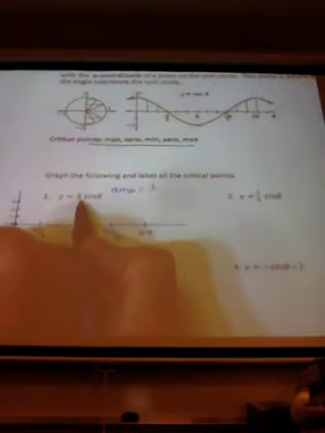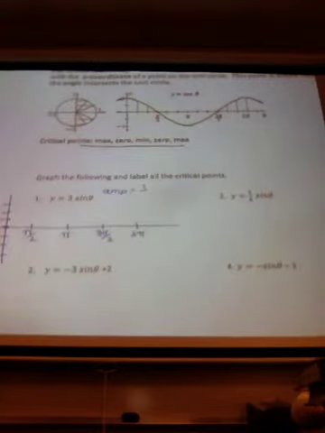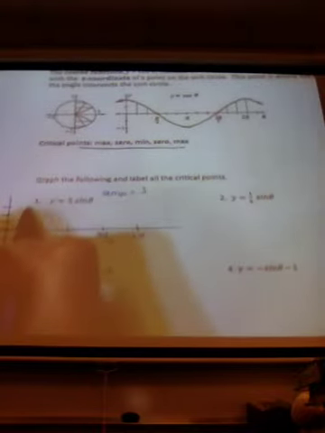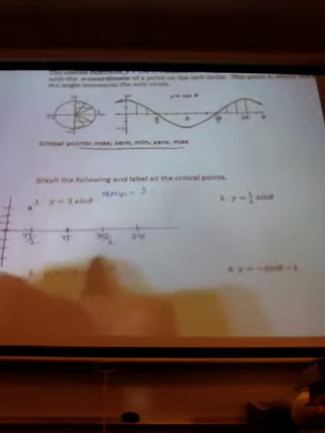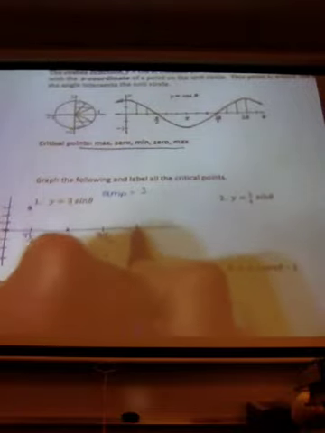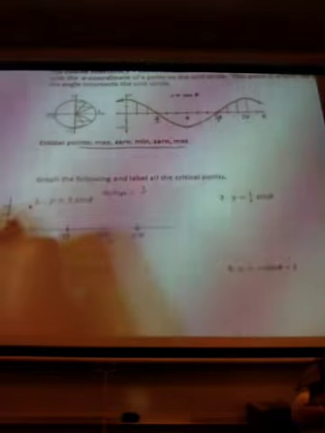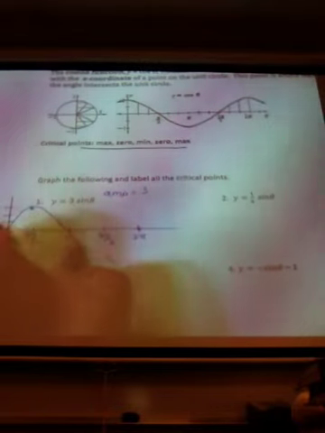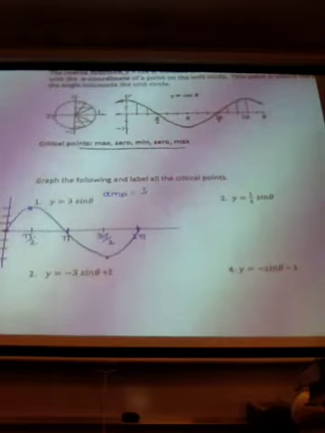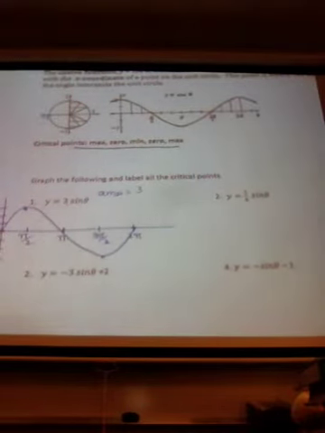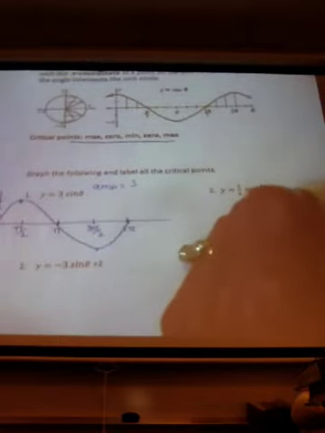Because my amplitude is A. A is the amplitude. So the distance between your maximum and minimum has to be 6 because the amplitude is 3. So now it's going to go here, 0, maximum, 0, minimum, and 0. And this is how you draw it. And you're done.